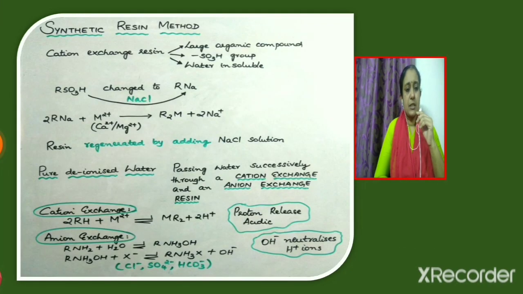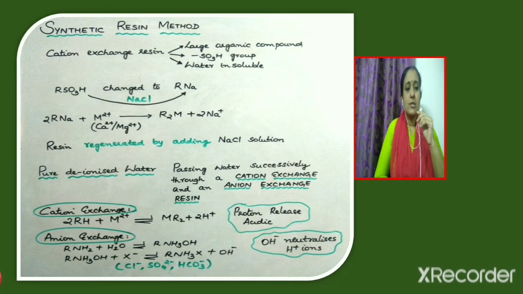Synthetic resin method, this is another method available for the removal of permanent hardness of water. In this method, a cation exchange resin is used. What is a cation exchange resin? It is a large organic compound containing SO3H group. SO3H group is sulfonic acid group. This resin is insoluble in water.